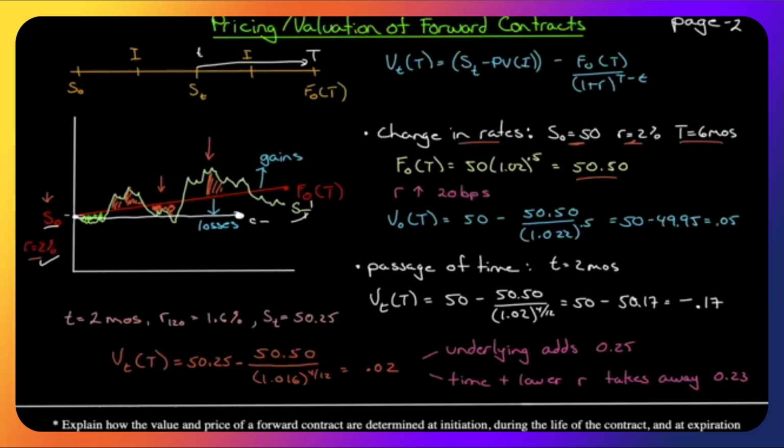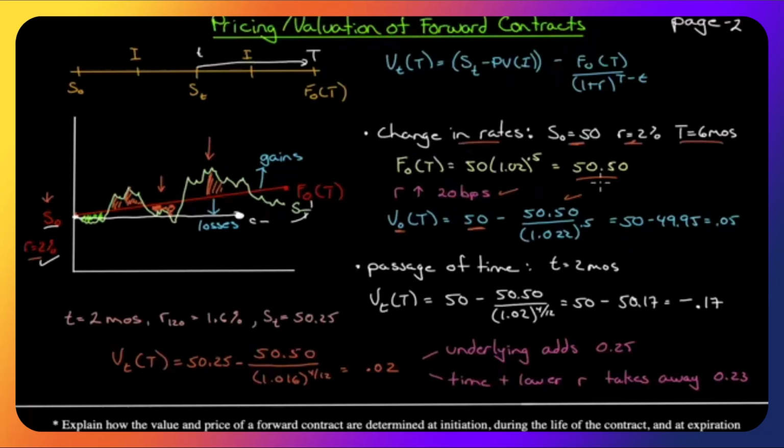Now let's say that once we set up the contract, we head back to the office and we notice that rates have gone up 20 basis points. What's the value of the contract now that rates have changed? Well, we haven't left day zero. We're still at day zero, so the underlying is still $50. We've signed a contract. That price is the price. The contract price never, ever changes.